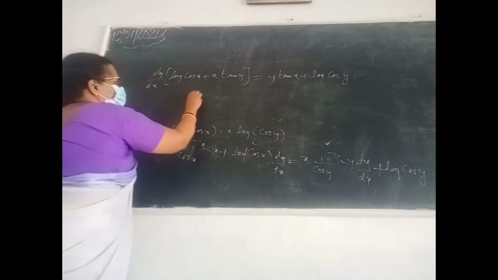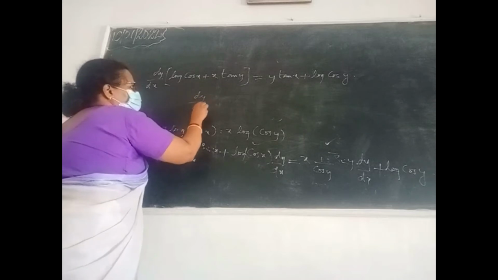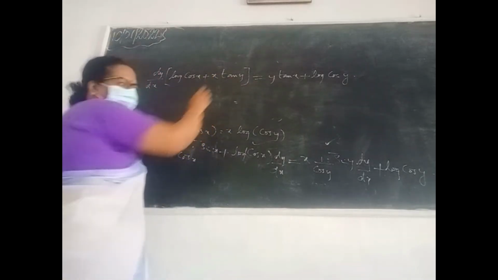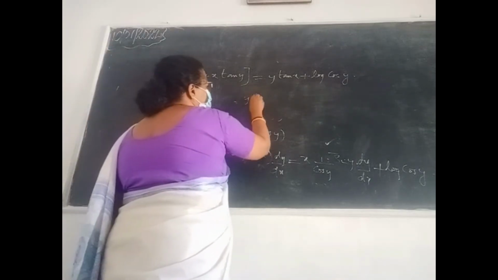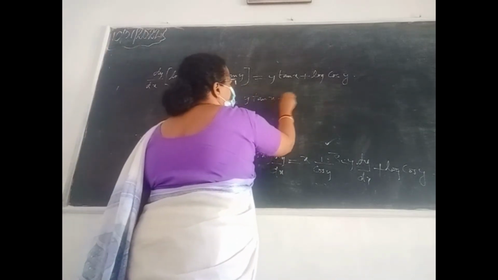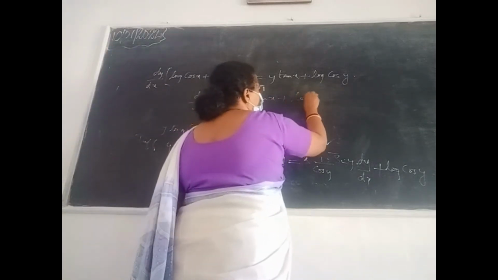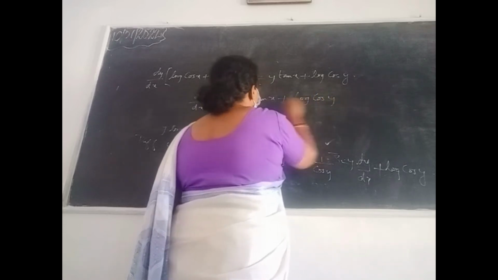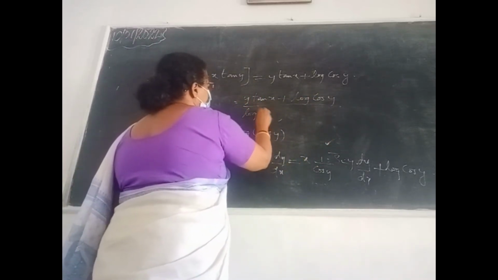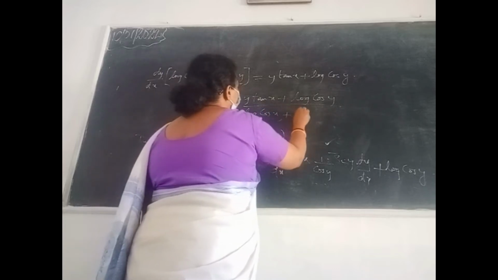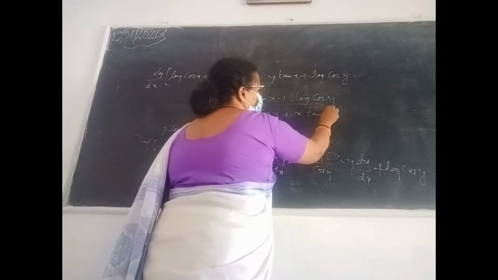So write what is dy by dx? Dy by dx equal to this term divided by this. Isn't it? So the answer is y tan x plus log cos y divided by log cos x plus x tan y.